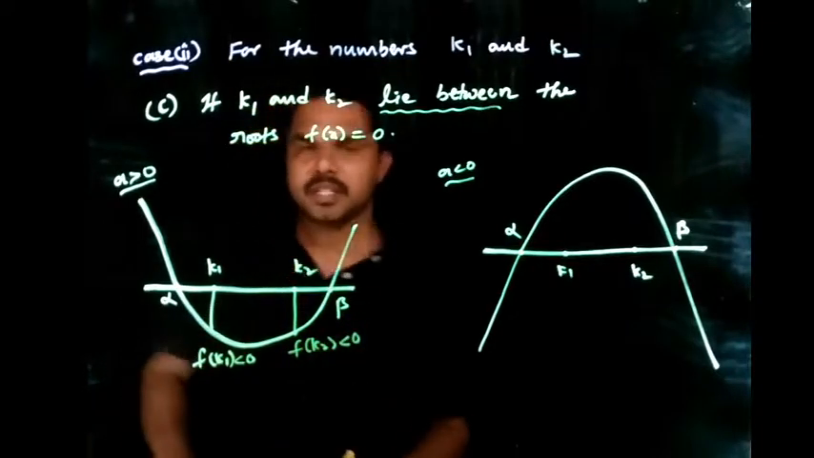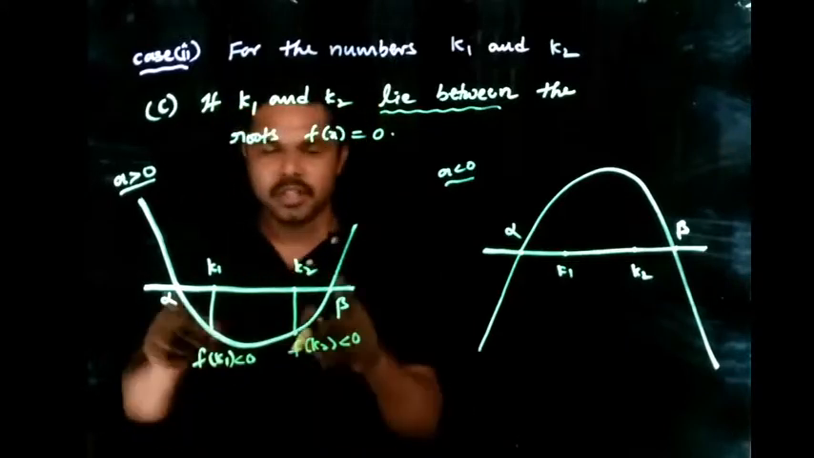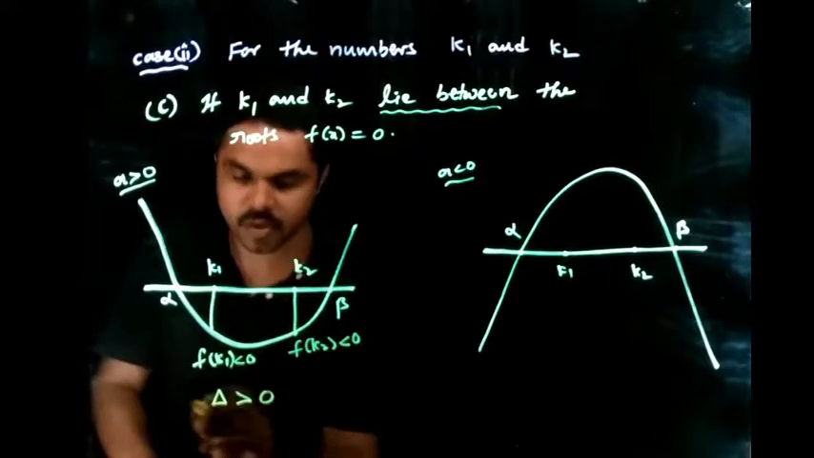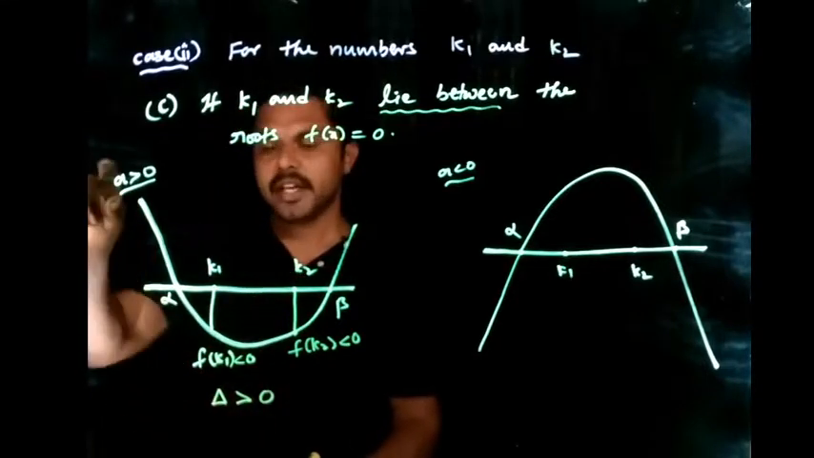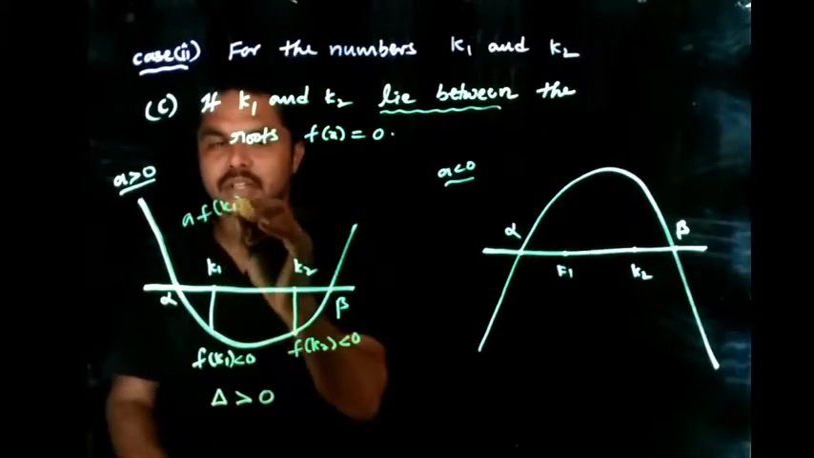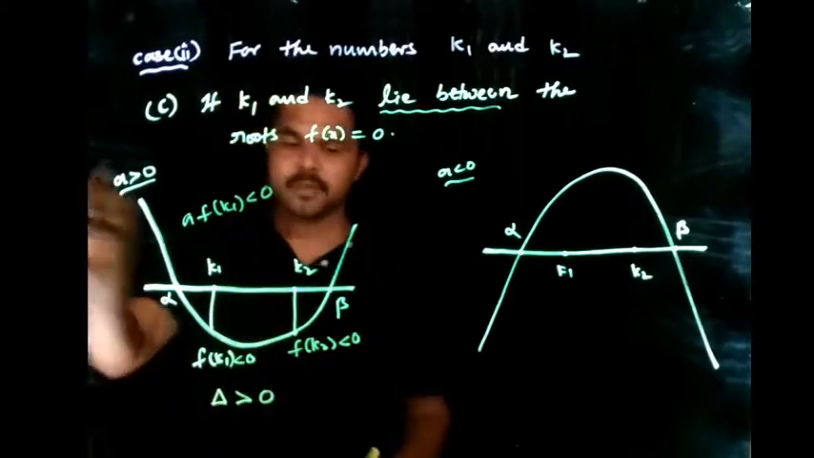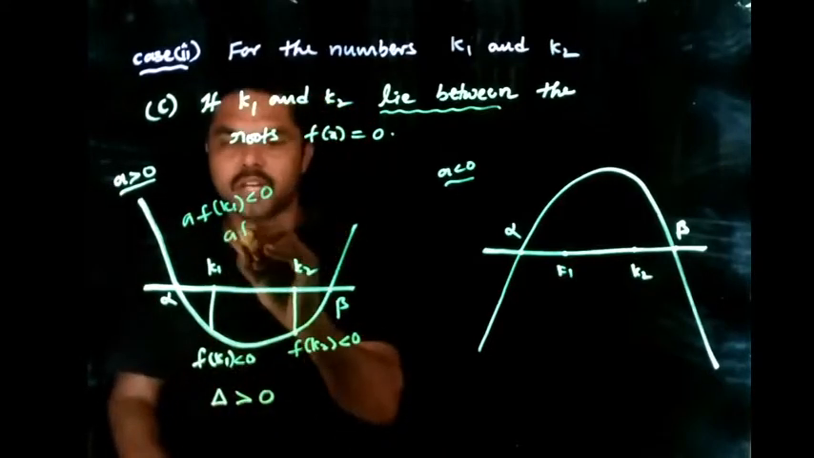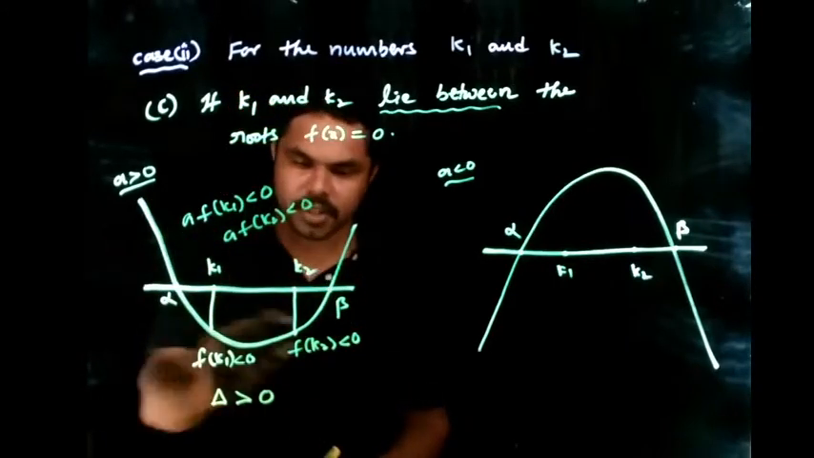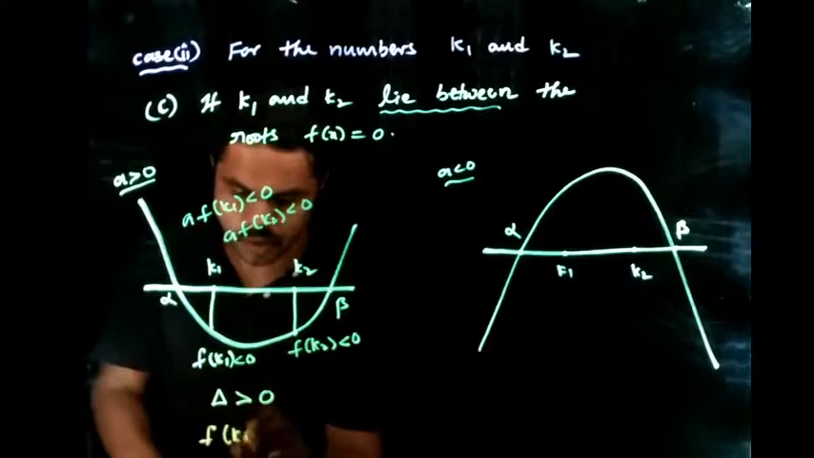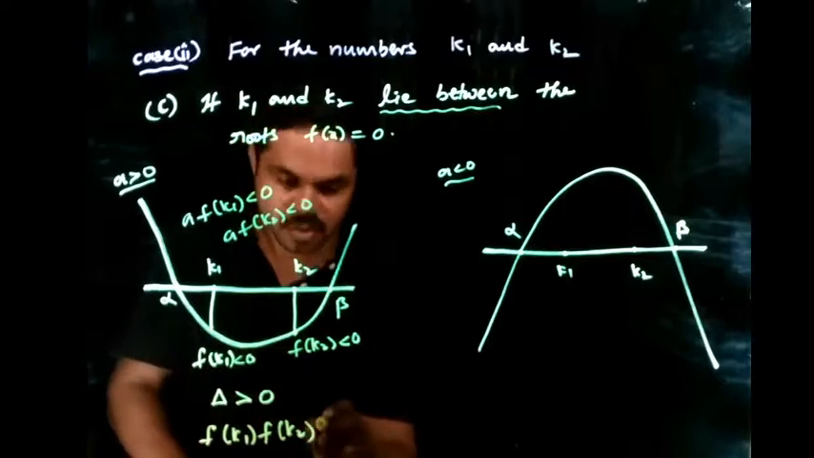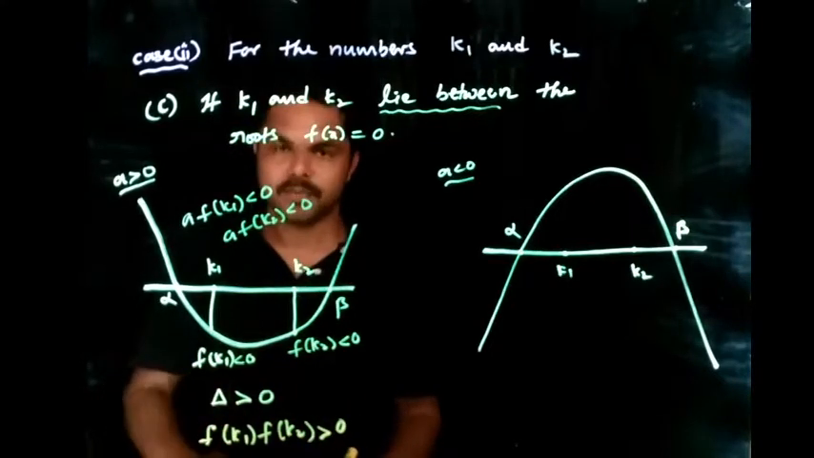Now the conditions or properties here: we have two different roots. So that is very clear, delta greater than 0. The second thing, a is positive, f of k1 is negative. So a into f of k1 is also negative. A is positive, f of k2 is negative. So a into f of k2 is also negative. And moreover, f of k1 into f of k2, these two are also negative. Negative into negative is positive. So these are the properties.